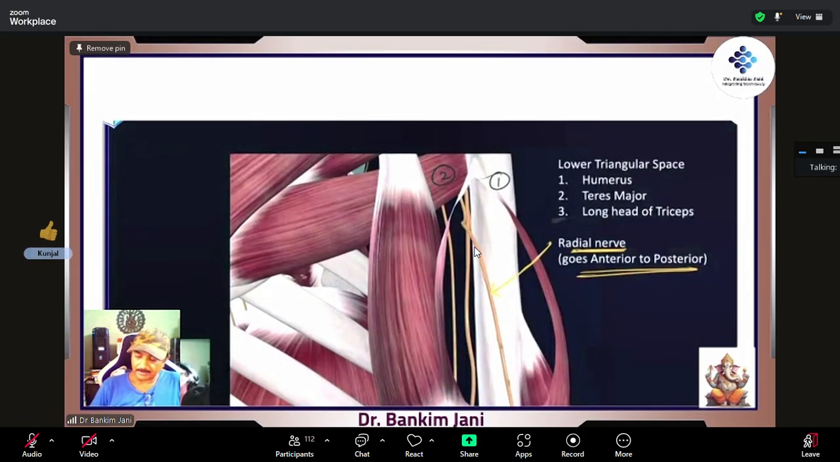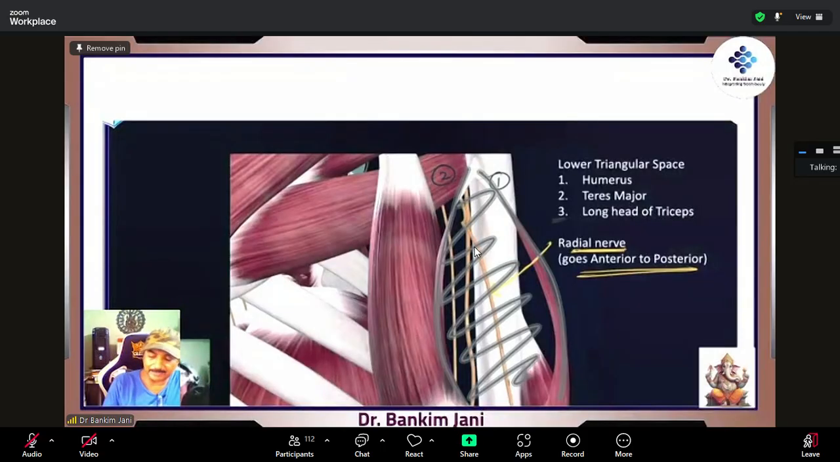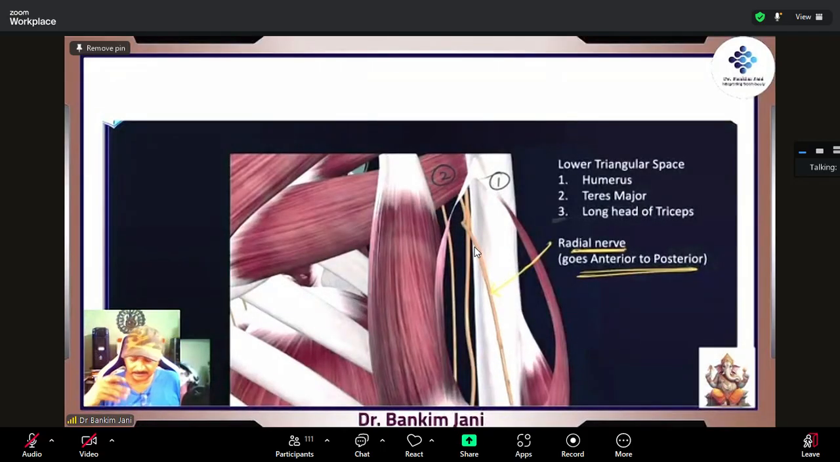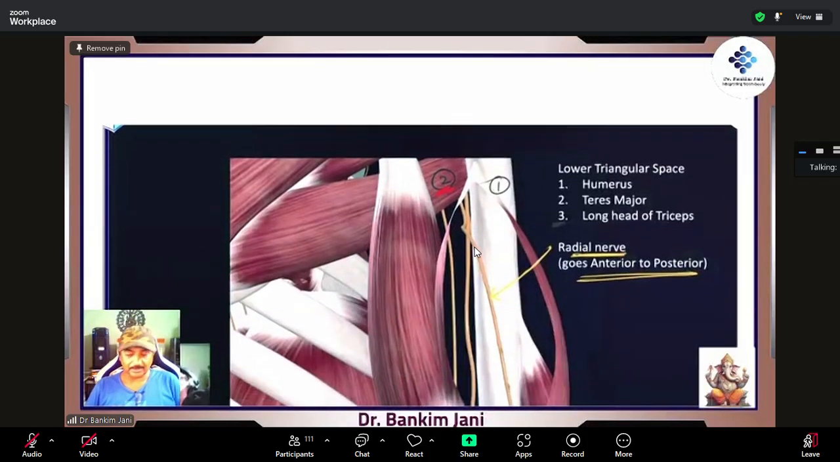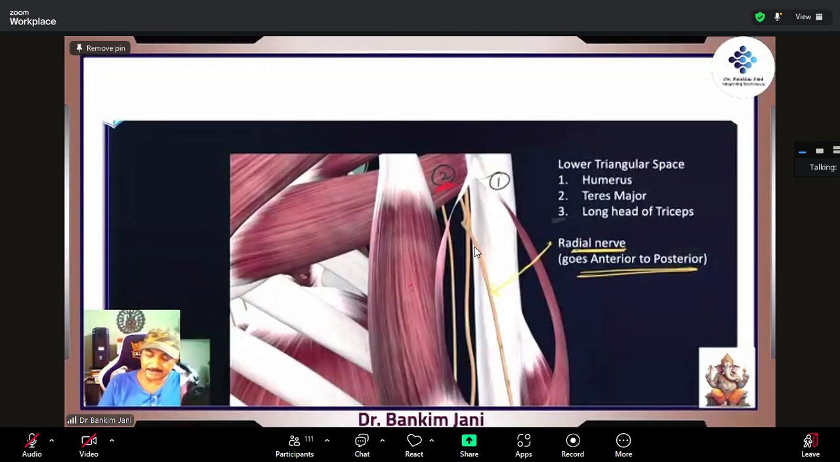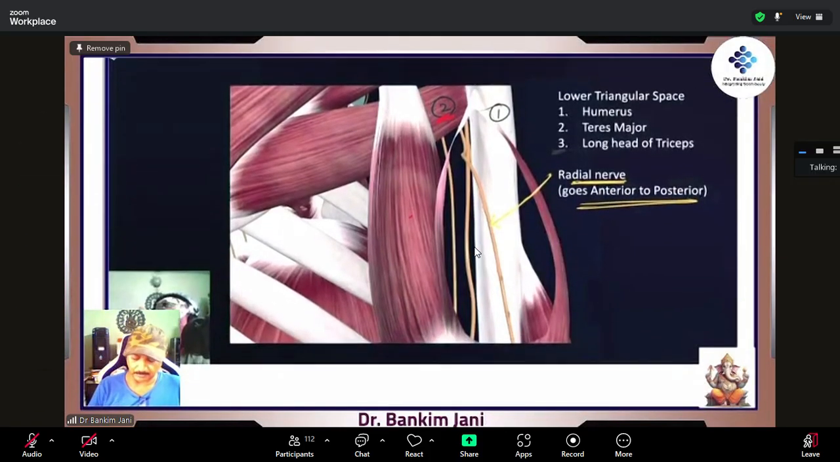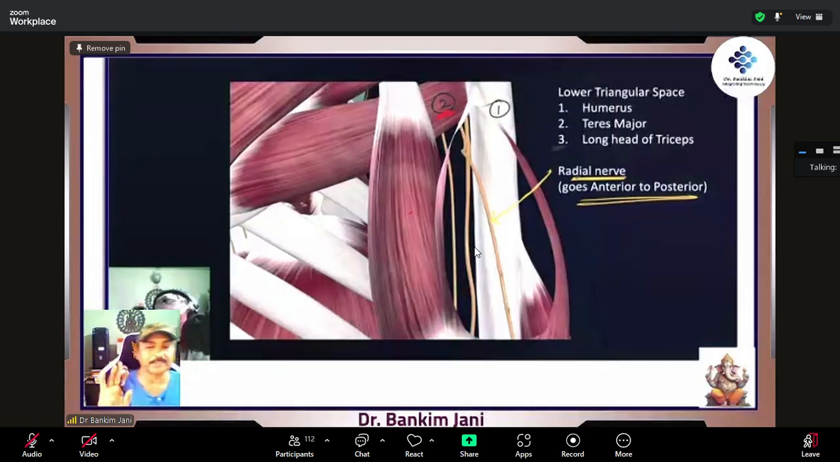So here, this is the muscle, right? This one is the muscle. That muscle we have made transparent so that we can see the things which are passing through it. So what we are watching is the humerus. There is teres major, and then there is the long head of triceps, right? Long head of triceps. That's how it makes, right? And then there goes the radial nerve, right? It goes anterior to posterior. So that's why we'll be finding on the posterior side the complete groove. So this will help us in identification of which side is anterior, which side is posterior. Right? So this would be the important landmark.